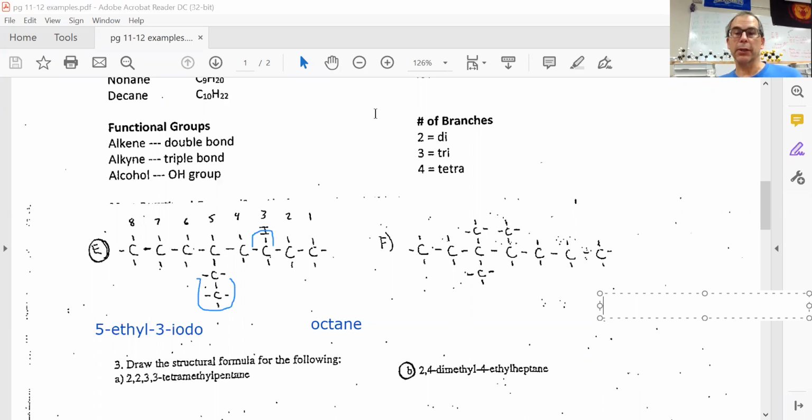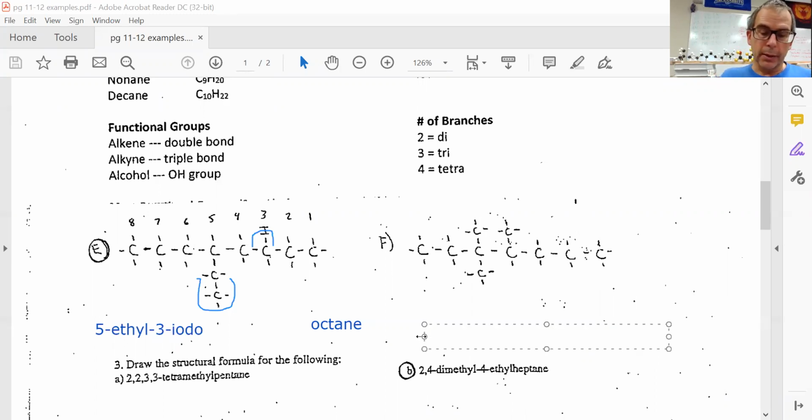I'm going to go to the text function and draw like this: a dash and then a C, then a dash and then a C, and so on, until it ends with a dash. And it looks like I have 1, 2, 3, 4, 5, 6, 7 carbons. Okay, so that's what we want in our structure.